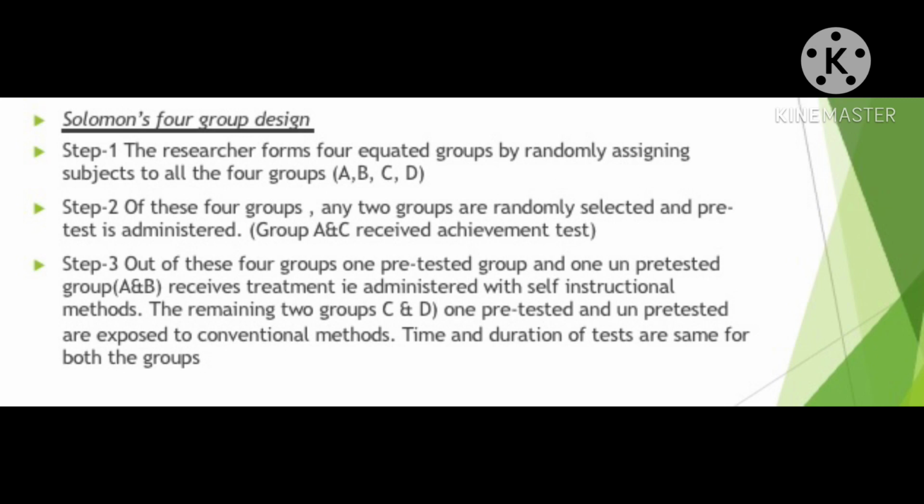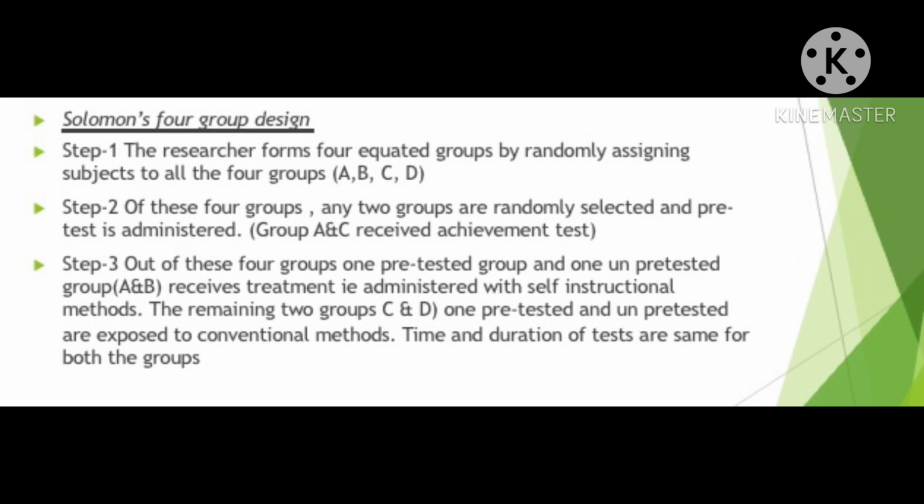In step 2, out of these four groups, any two groups are randomly selected and a pretest is administered. Here the pretest is administered in only two groups out of the four. That also the researcher will select randomly. So let us say groups A and C receive the achievement test, the pretest. In step 3, out of these four groups, one pretested group and one unpretested group, maybe groups A and B. A got the pretest but B doesn't get any pretest.